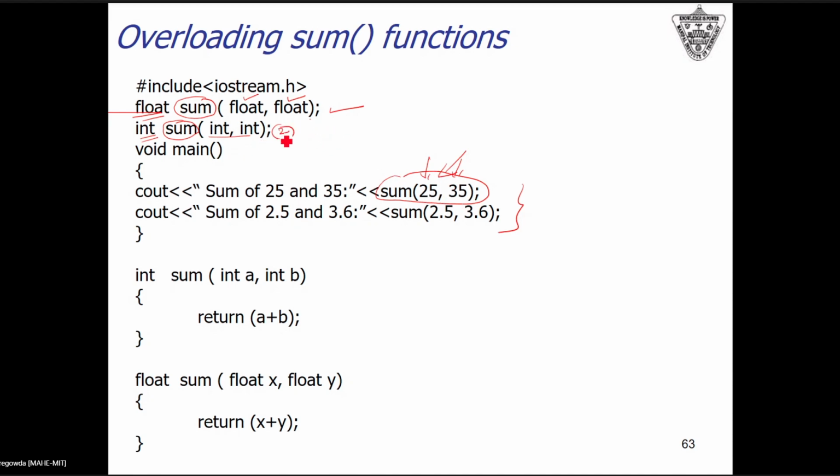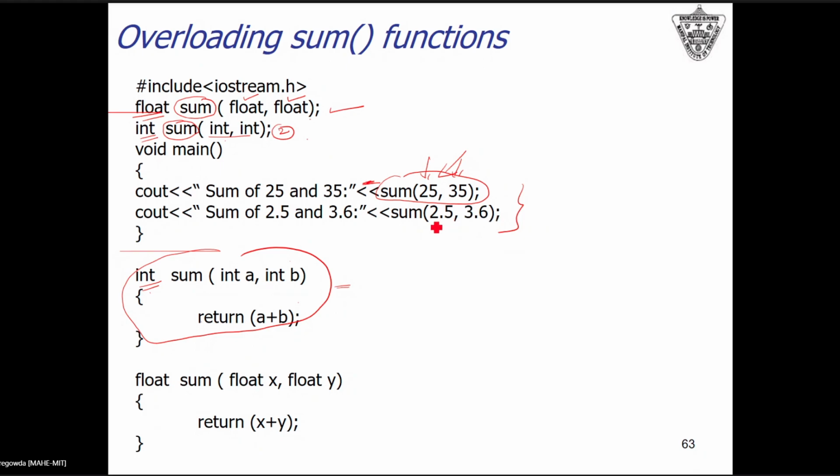In this case, the second function has two arguments, and both of their types are integer. So the compiler is going to invoke the sum function which has return type integer and whose argument types are integer. This function is going to find the sum of these two integer numbers, and it will be returned, and that value will be displayed on the user screen.